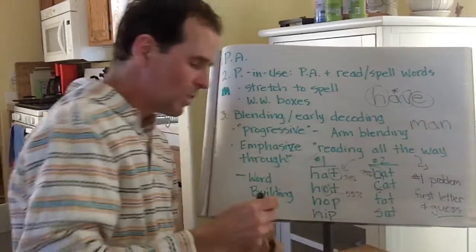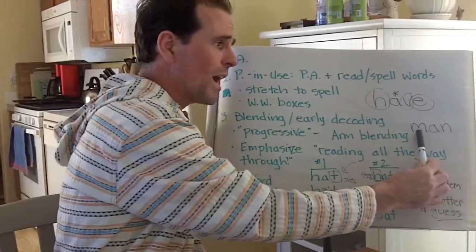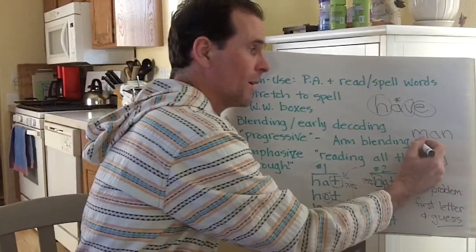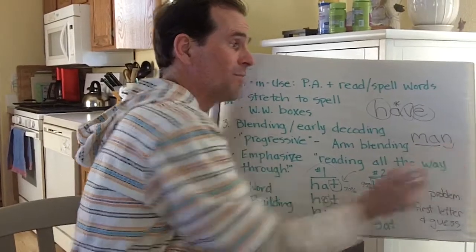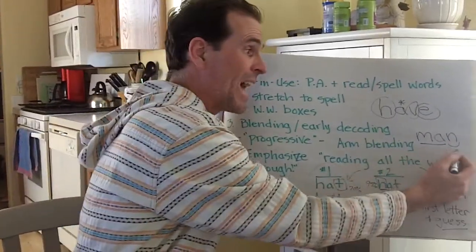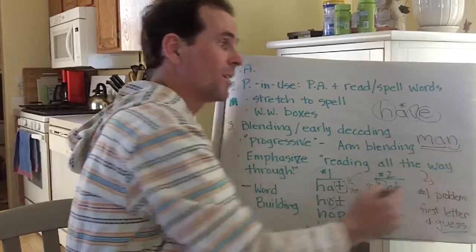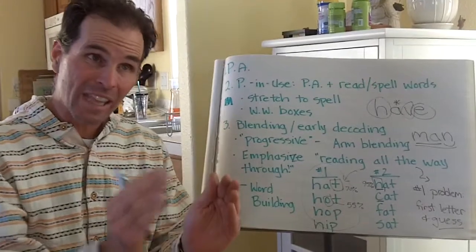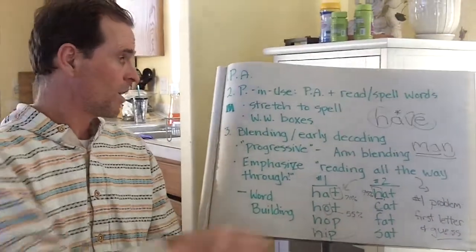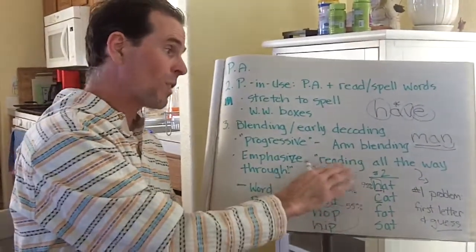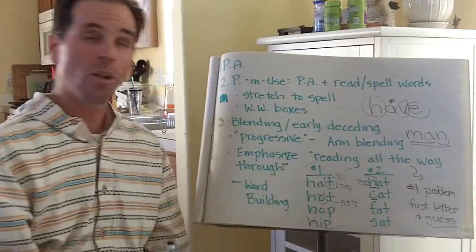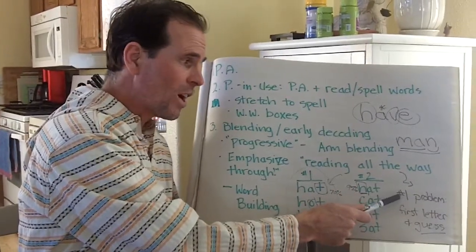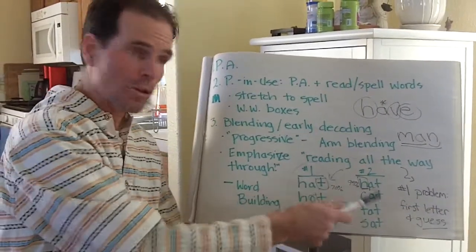kind of text, and we go, guys, what sounds do we have? Good. Let's blend the first two. Ma, and people will do that. Great. Man. What's our word? Man. Okay. Those kinds of things, really important for certain kids who need that progressive blending. And then my last point, really emphasizing reading all the way. I can't say how critical that is to break kids early on of that number one problem of first letter and guess.